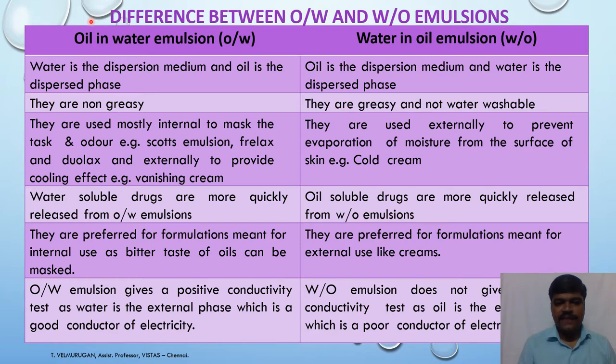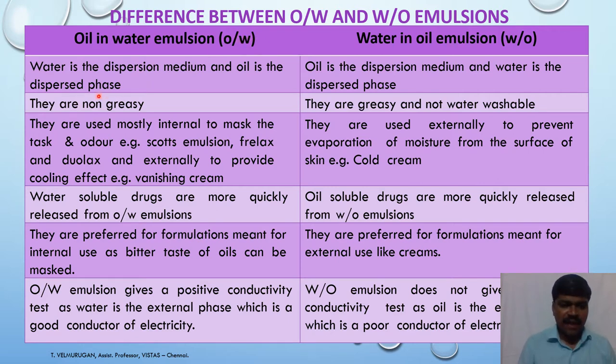See the difference between oil in water and water in oil emulsion. First one, oil in water emulsion. Here, oil is the dispersed phase and water is the dispersion medium. Why? Oil is surrounded by water. So it is called oil in water type of emulsion.